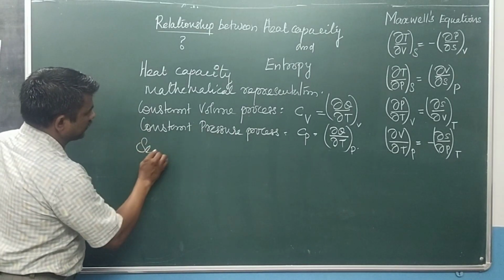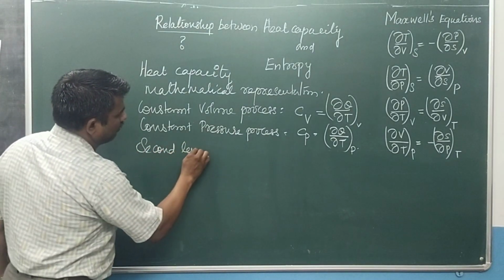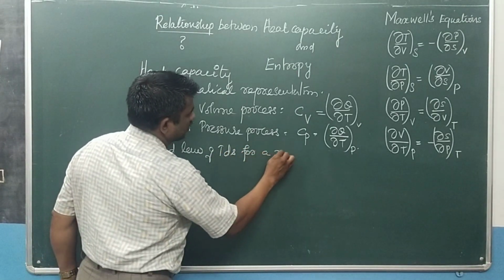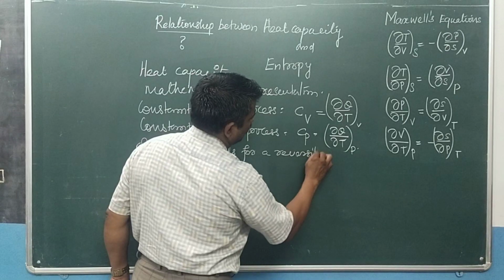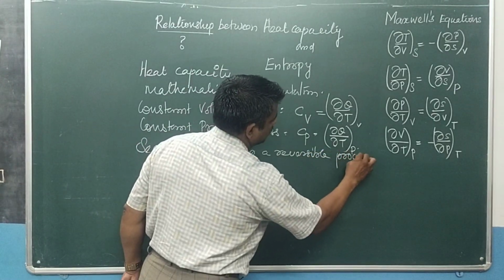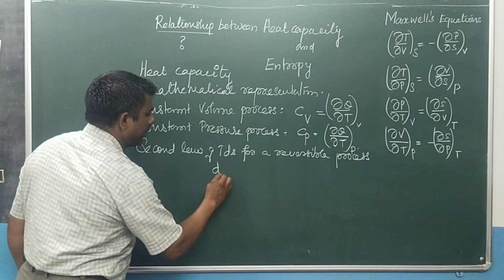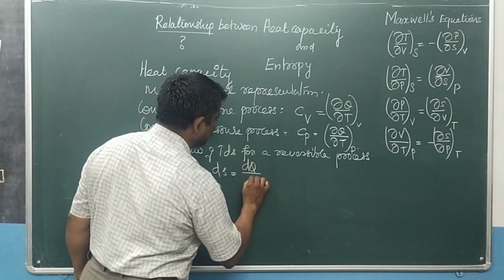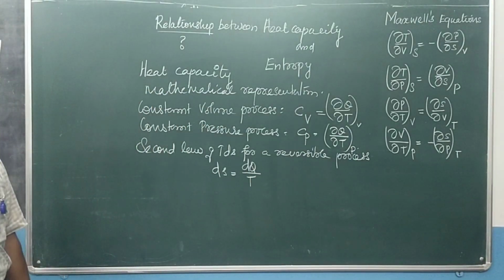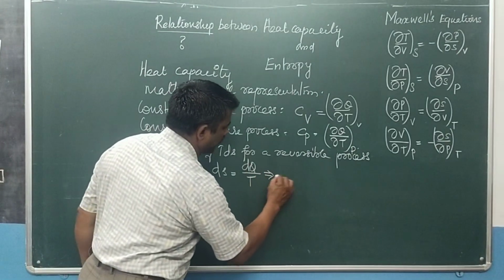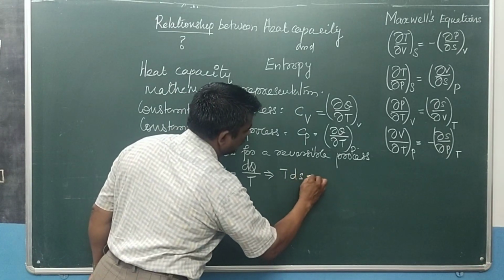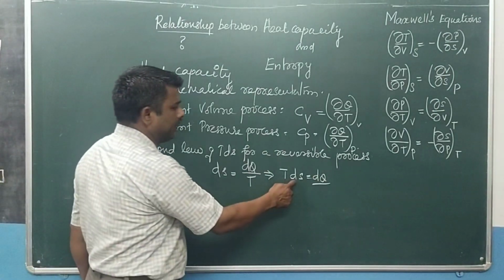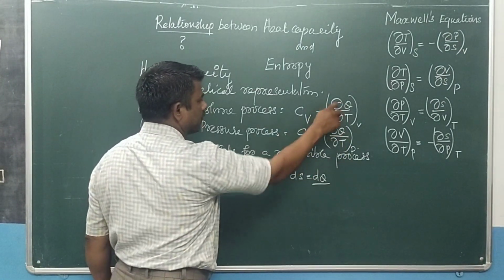The second law of thermodynamics says that for a reversible process, dS, the change in entropy, is equal to dQ by T. From this information, I can write T dS is equal to dQ. I am going to substitute T dS instead of dQ in both equations.